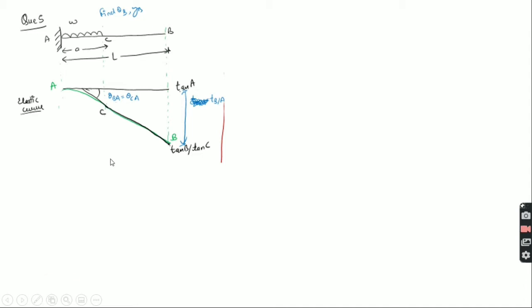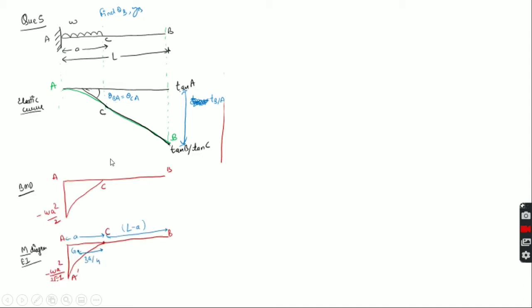Now we will draw the M by EI diagram. So first, this is the bending moment diagram. As you can see, it exists in the portion AC only, because there is no load in CB, and its maximum value will be minus WA squared by 2, right? Now the M by EI diagram will be the same, just the value we will get is minus WA squared by 2EI.